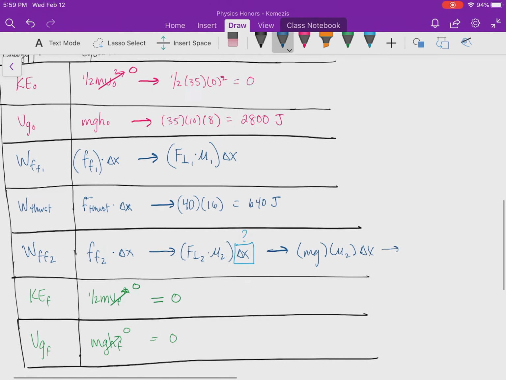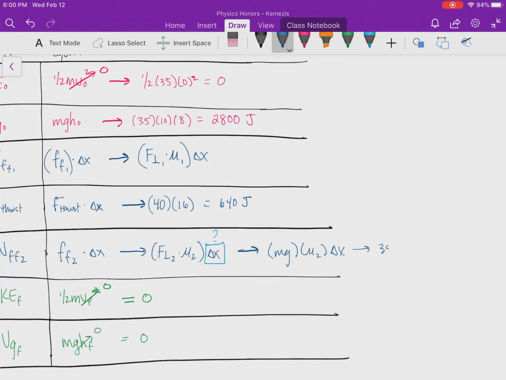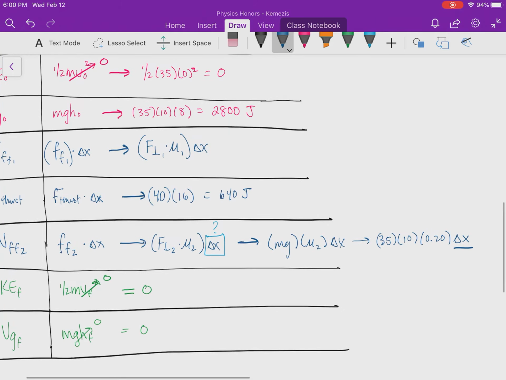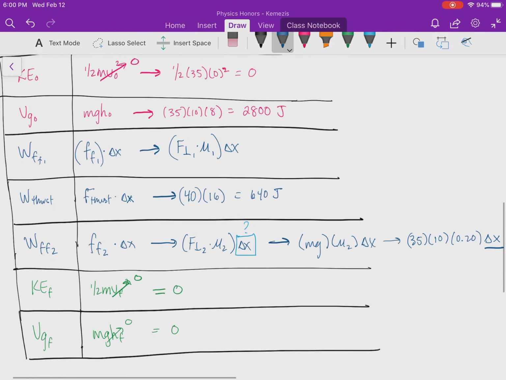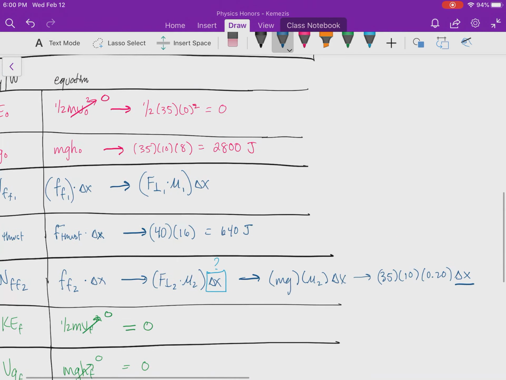So we have one more. Mass 35, gravity 10, mu 0.2, and we do not know this displacement, so we have to keep that as the variable, and every other force we should be able to calculate, so our work and energy that we can calculate, so we can plug into the equation and solve for this x, right? So this is the question. What is this going to be?